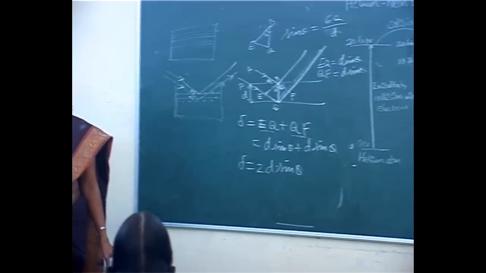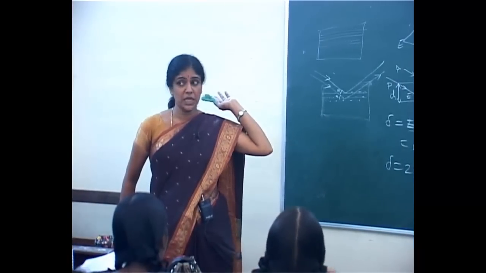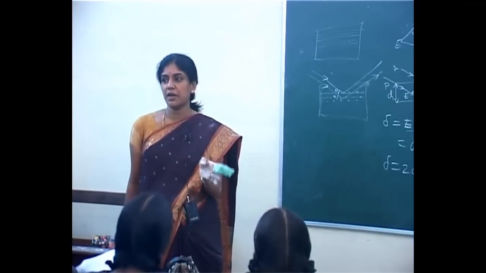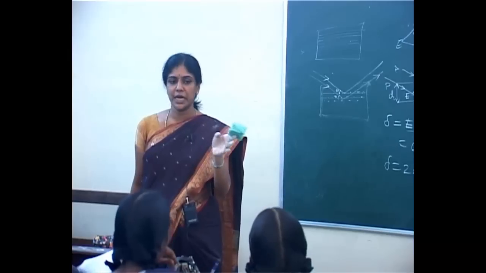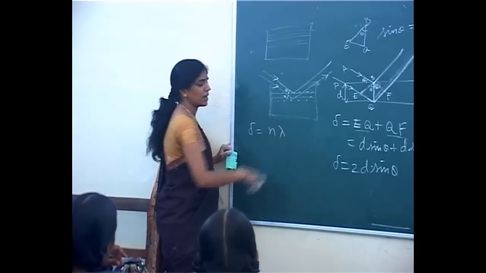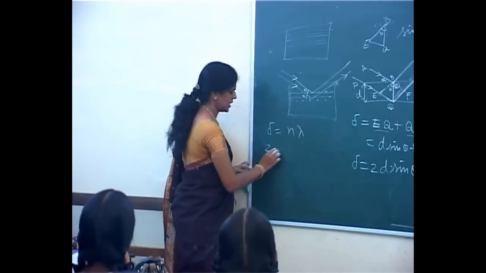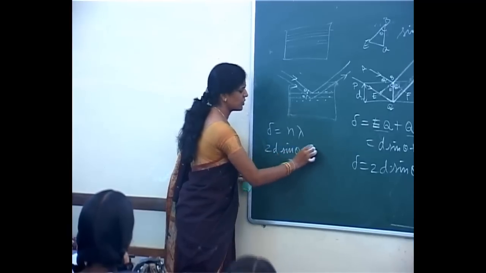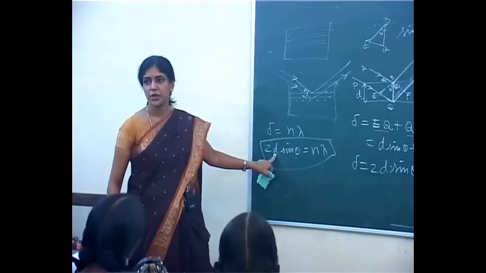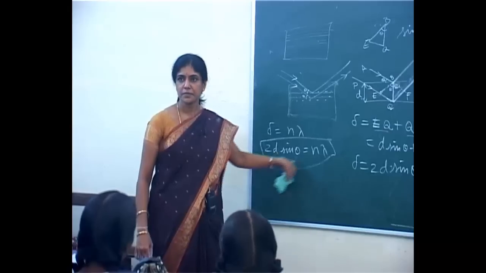When will the intensity be maximum? We studied interference in thin films, do you remember? When the path difference is equal to integral multiples of the wavelength, I will get constructive interference, and then the intensity will be maximum. So here, when the path difference equals n lambda, the intensity is maximum. The path difference is 2d sin theta, so 2d sin theta equals n lambda. By knowing this theta value and this d, I can easily find out the wavelength of the X-rays. This is called Bragg's law.